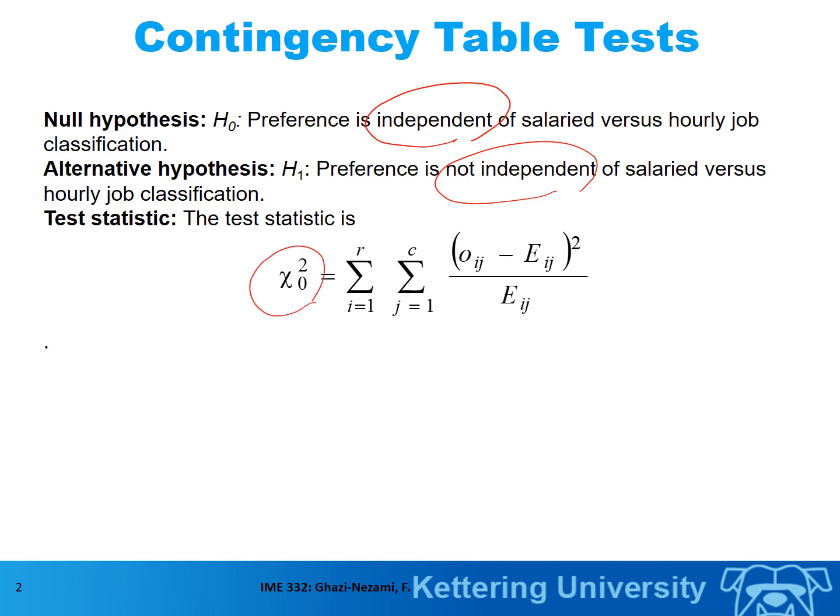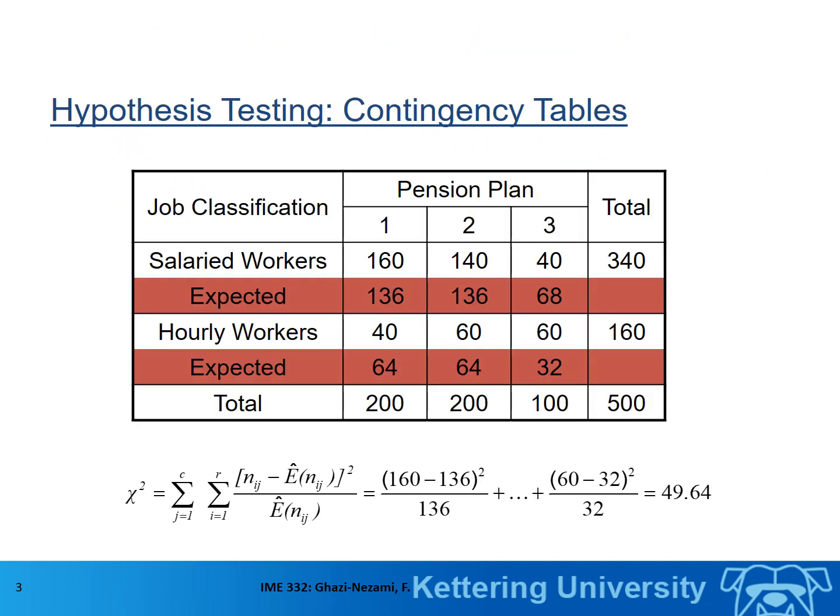As you can see, the first step is to calculate the expected value for each of the cells. I have already done the calculation and provided the expected value for each cell in this table. For example, how do I calculate the value of 136, which is the expected value for row 1, column 1? This value is the summation of row 1, which is 340, times the summation of column 1, which is 200, divided by the total number of observations.